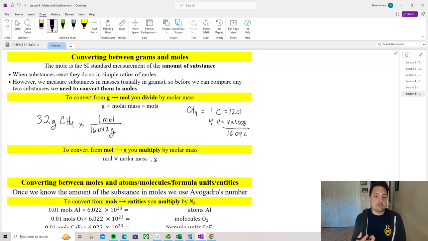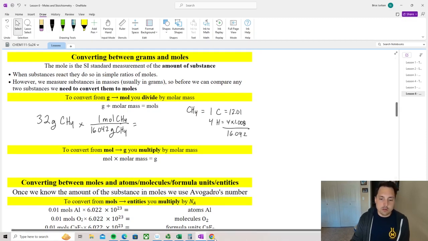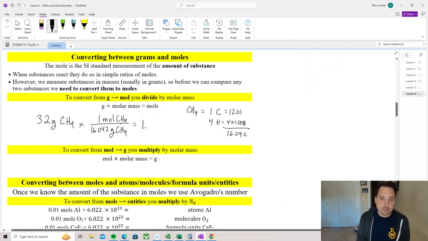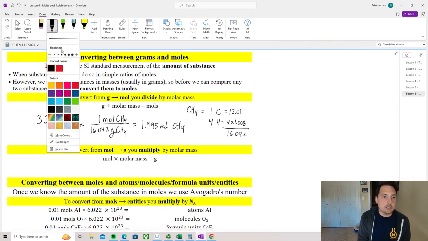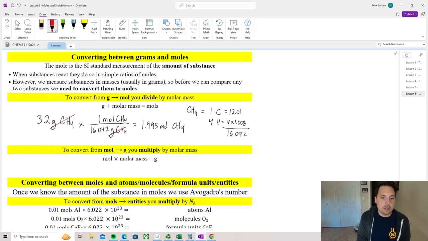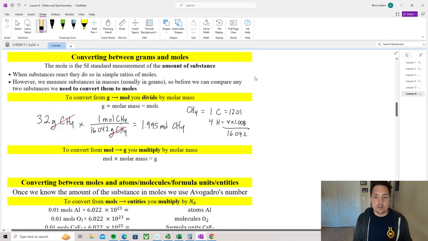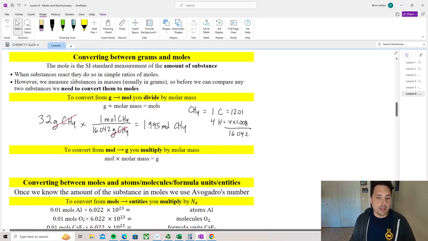And this is the amount of grams per 1 mole of methane. So this is how many grams of methane there are per 1 mole of methane. And when we divide these two numbers, we're going to get how many moles of methane that we have. On this one, it should come out to a pretty even number. Okay, it's just about 1.995 moles of methane. And we can see when we use dimensional analysis, grams of methane cancel out, and we're left with moles of methane. On your homework problems, you're going to be doing a lot of this dimensional analysis.